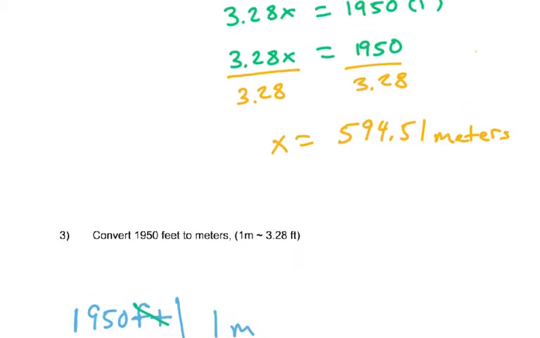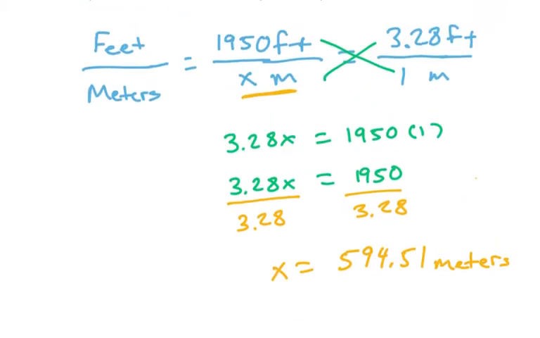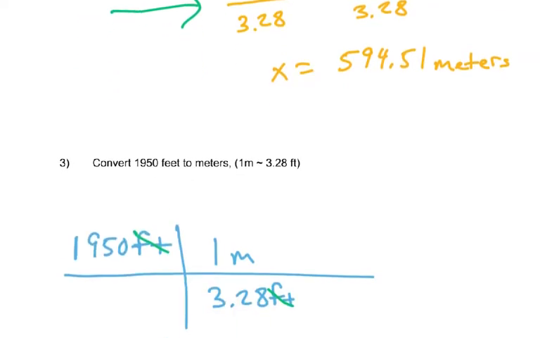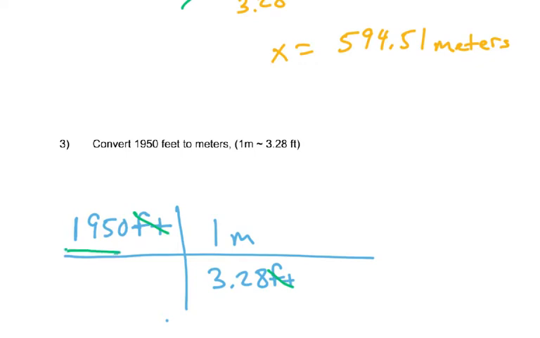So we can also see here that I had to do a lot of work before I ended up just dividing 1950 by 3.28. Whereas here, this just shows me I have 1950 on top, 3.28 on the bottom. I'm just going to divide them, and boom, I get the same answer. So this is incredibly important. In the near future, you're going to see this all the time in chemistry, but you'll also see it in other classes like physics and also in things like stats.